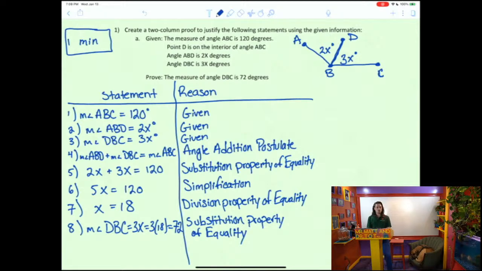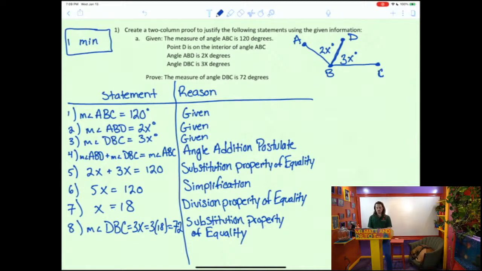So the two smaller angles added together have to equal the larger angle, and so the measure of the larger angle has to equal the sum of the two smaller angles. Now we can substitute in the expressions that are given to represent the measures of angle ABD and angle DBC, and the actual measure of angle ABC that's given. So we can say that 2x plus 3x must be equal to 120 degrees.